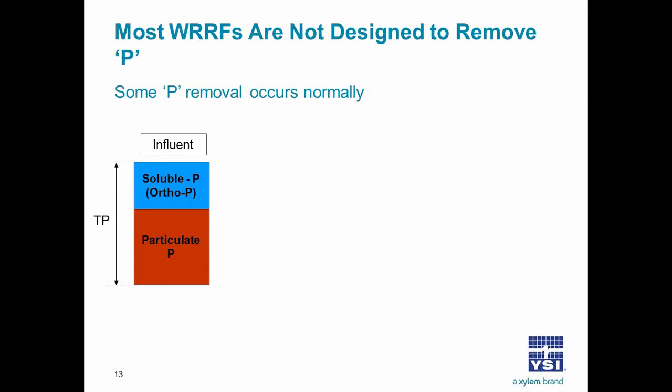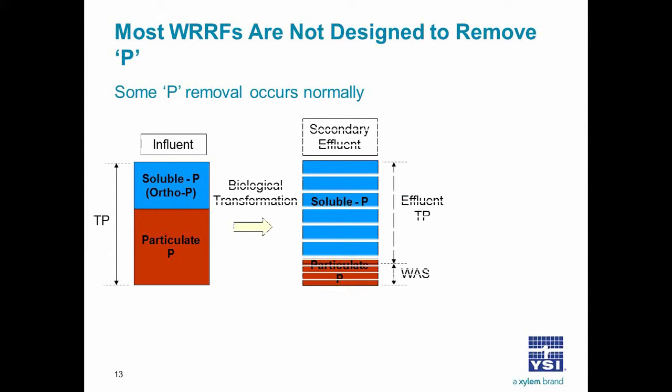Although most water resource recovery facilities are not designed to remove P, some P removal occurs naturally. So on the left-hand side here we have a typical influent total phosphorus, and better than half of it is in the particulate form, and the rest of it is in soluble or ortho-P form. Naturally, during biological transformation, secondary effluent will then consist mainly of soluble P, and the particulate P portion will be greatly reduced. Some of that particulate P, though, will be removed from the treatment system in the waste-activated sludge.